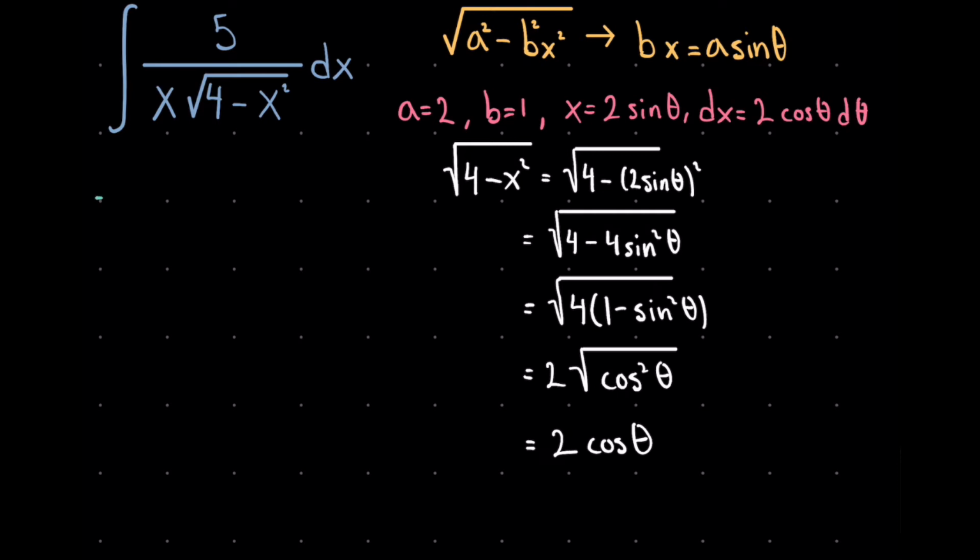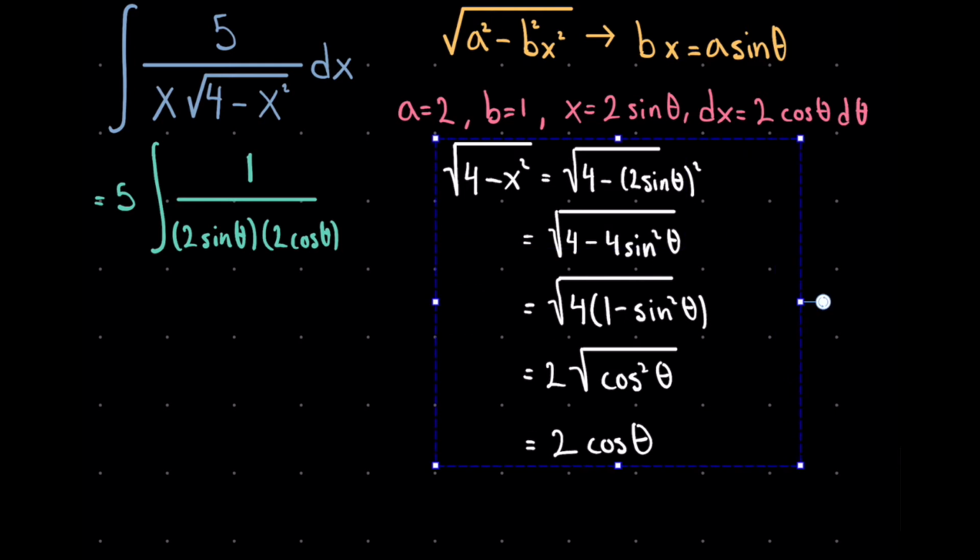So let's start solving this, actually. By taking the constant in the numerator out in front, we get 5 times the integral of 1 over x. X is 2 sine theta, so we write 2 sine theta. The square root of 4 minus x squared, well, we just found that out. That's 2 cosine theta. And dx, sorry, let's just move this out to the side now.